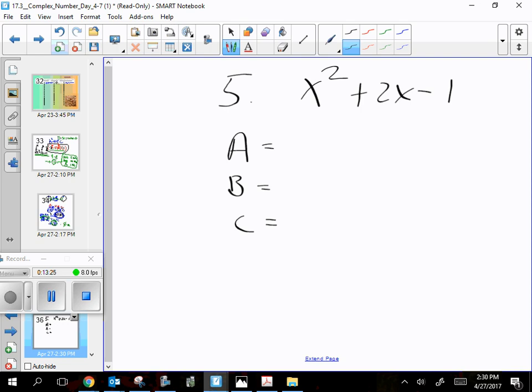Okay, what's A? I think it's 1. Correct, what's B? I think B is 1. And what's C? Next one. All right, see, that's the easy part. Next part, I think probably 3/4 of you probably know what that little tiny formula is that I had you memorize. B squared minus 4ac. All right.